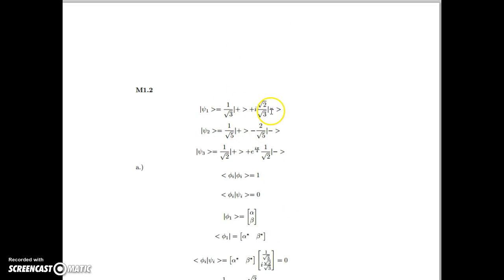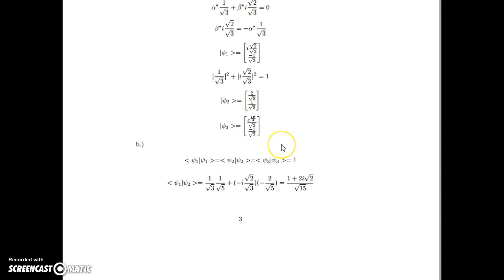So part B is asking to calculate the inner products for psi i and psi j for i and j equal to 1, 2, and 3. So we already know that psi 1 and psi 1, and then psi 2 and psi 2, psi 3 and psi 3 are going to equal 1 because these are normalized already. So when you have normalized bra and kets, they equal 1. So that takes care of those 3.